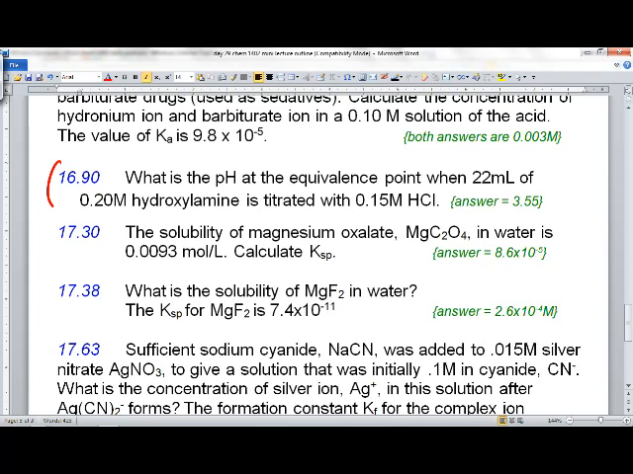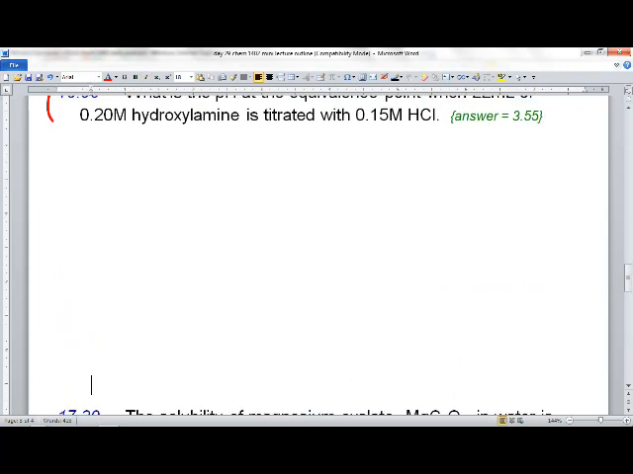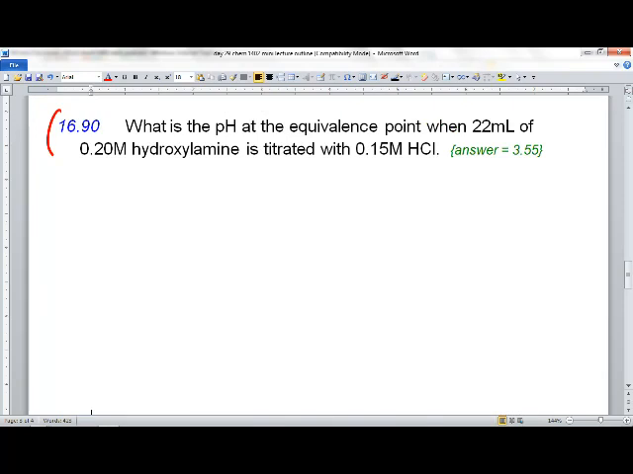Okay. The answer is 3.55 is the pH, but let's see if we can... I'm not going to work out the whole thing. I want to set things up is what I want to do. What's the pH at the equivalence point when 22 mL of 0.2 molar hydroxylamine is titrated with 0.15 molar HCl? This is a tough question, I think, simply because you're looking at hydroxylamine, and I'm not sure what it is.